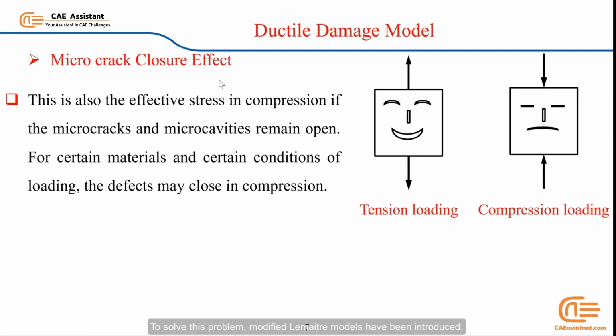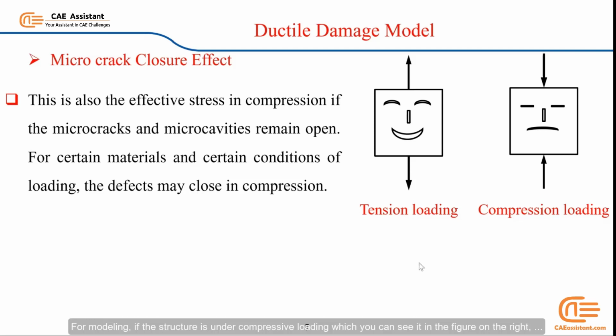To solve this problem, modified Lemaitre models have been introduced. In this way, when a structure is under tensile loading, cracks open and damage occurs, and damage growth happens. But if the same structure is under compressive loading, the cracks will close. But these cracks are not completely closed and damage is growing. But the damage growth is less than in the tensile loading mode. This effect is known as the crack closure effect and reduces the speed of damage growth in compressive loads.